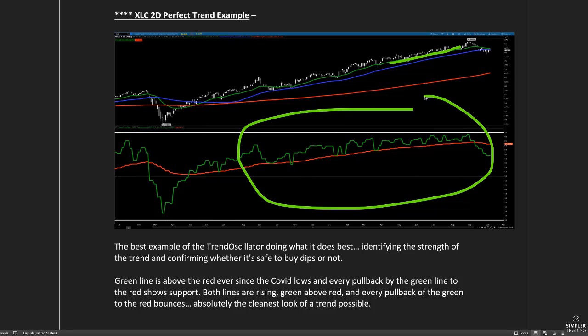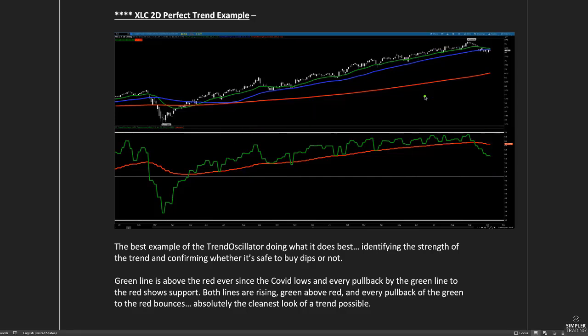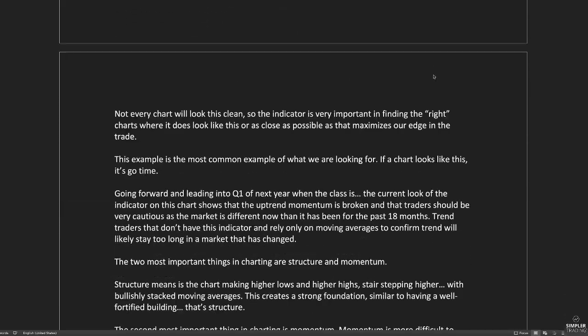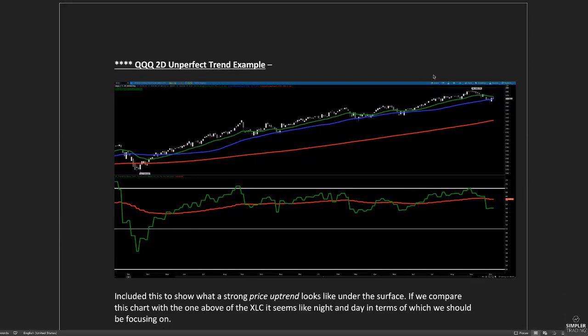So this is the quintessential example of when to use the trend oscillator, but there are a lot of different times that it also does other things and works really well. It actually gets a little bit more exciting than this. This is the most common one and the most used one. So let's go to the next example.